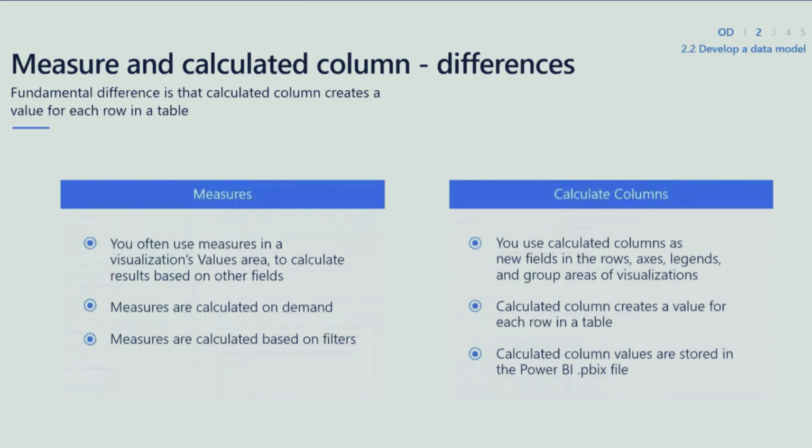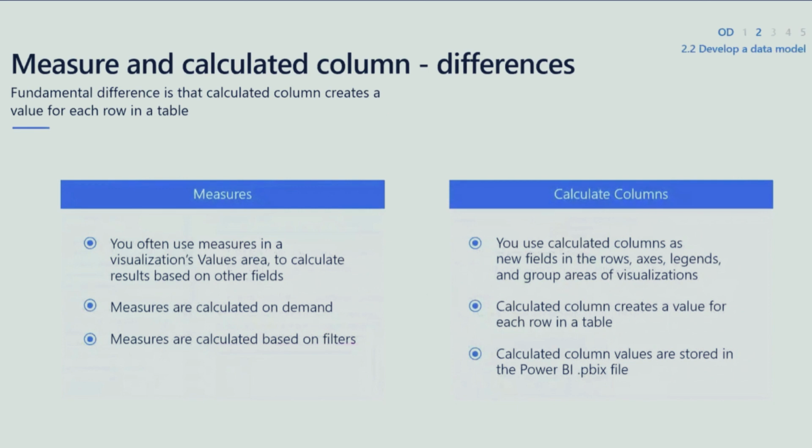Measures are calculated based on the filters. They are not persisted. When I say persisted, they are not stored with the data itself. Whereas calculated columns get calculated for each and every row, and they get stored with the data. So what that actually means is that calculated columns will lead to increased data size in your Power BI reports, whereas measures get calculated at runtime every single time.